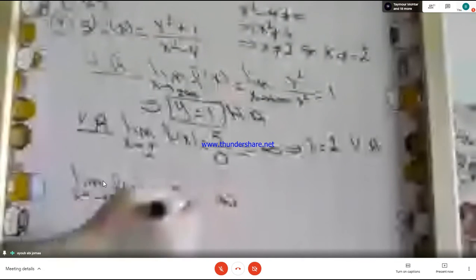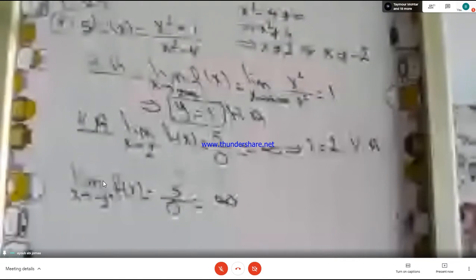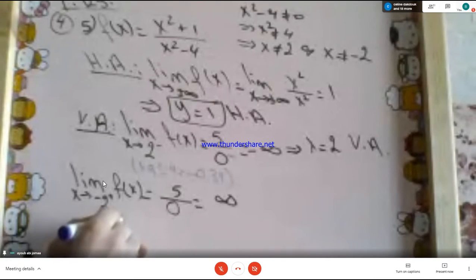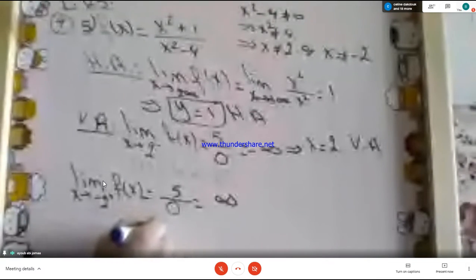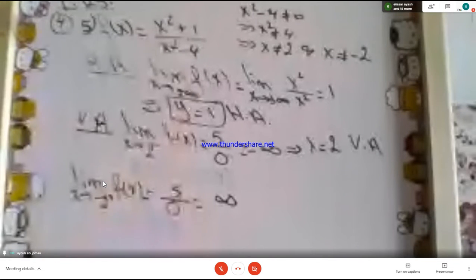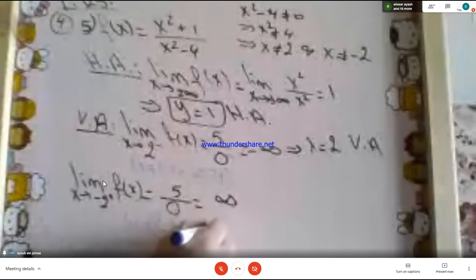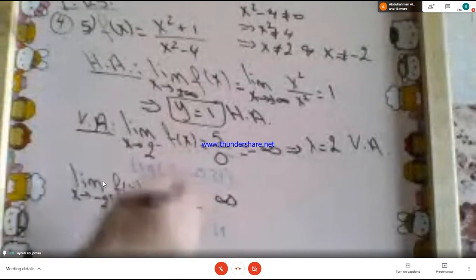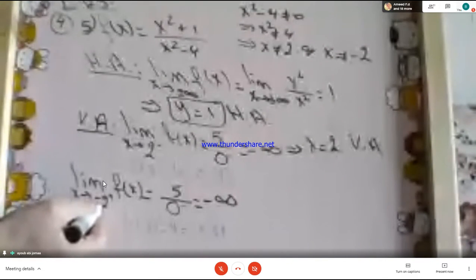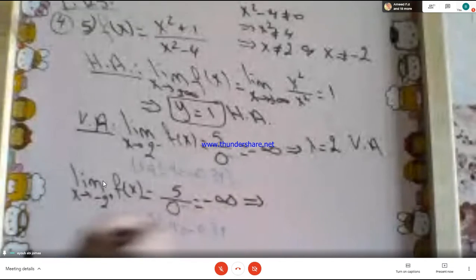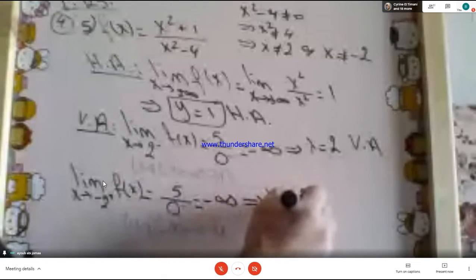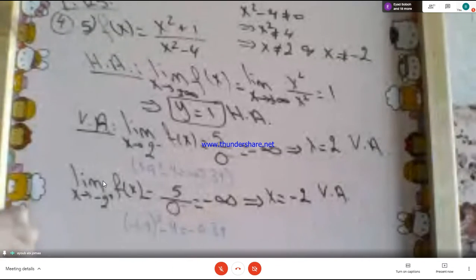Positive infinity or negative infinity? Let's see. Negative 1.9, okay. Negative 1.9 squared minus 4 in the denominator will be negative 0.39. So negative, which means negative infinity. So here we get the limit as x approaches negative 2 is infinity, then x equal to negative 2 is a vertical asymptote. Do you understand now?